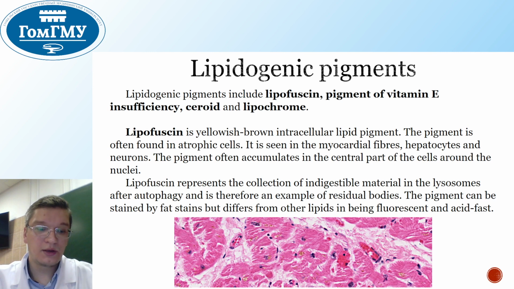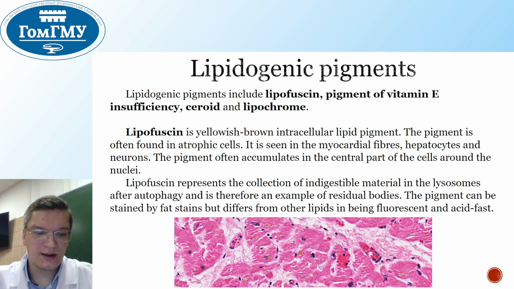Lipidogenic pigments include lipofuscin, the pigment of vitamin E insufficiency, ceroid, and lipochrome. Lipofuscin is a yellowish-brown intracellular lipid pigment. The pigment is often found in atrophic cells, usually in myocardial fibers, hepatocytes, cells of testes, and neurons. The pigment accumulates in the central part of the cells around the nucleus. In the heart muscle, the change is associated with wasting of the muscle cells and is commonly referred to as brown atrophy. Deposition of lipofuscin in neurons is seen in senile dementia.